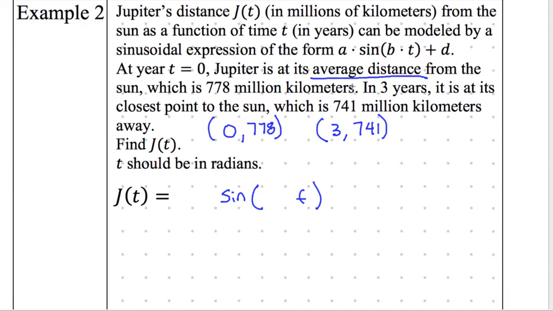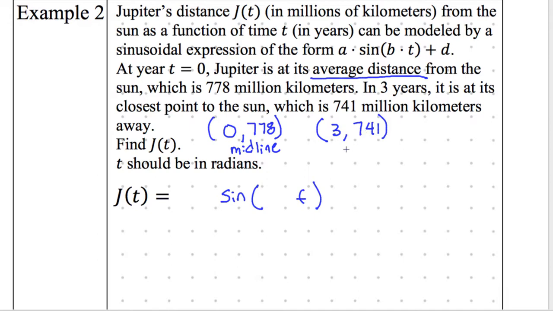Average distance. So that would probably be midline. It is a midline. Let's go ahead and label that. And then Rochelle, you're up next. 3, 741. Is that a midline, a minimum, or a maximum?